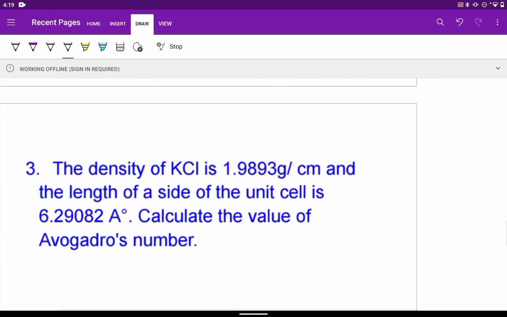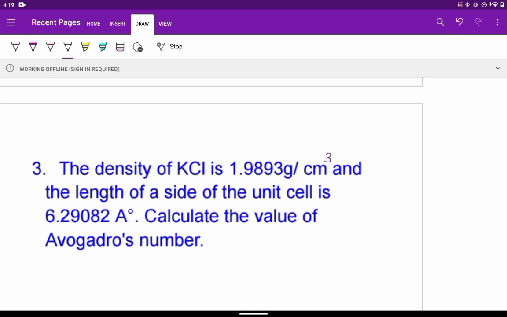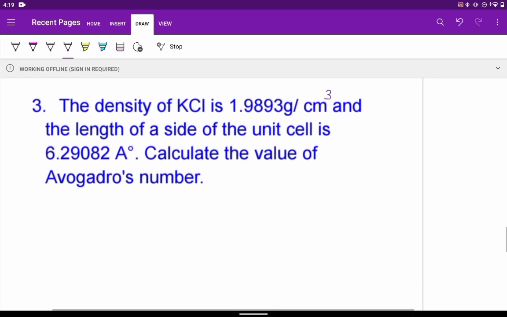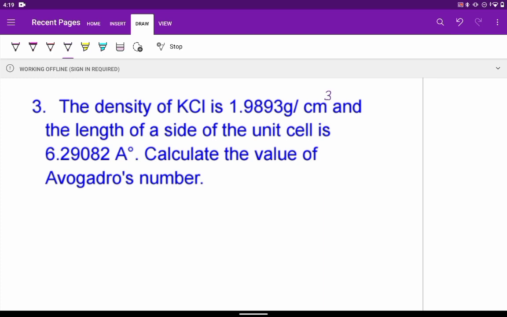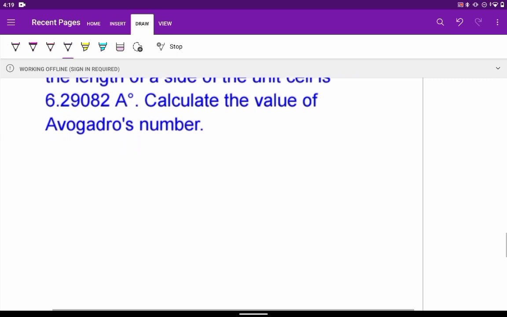Now the third one, the density of KCl is 1.9893 grams per centimeter cube, and the length of a side of the unit cell is 6.29082 angstrom. We have to calculate the value of Avogadro's number. So we are given the density and length of side for each unit cell. Avogadro number we have to calculate using these values.